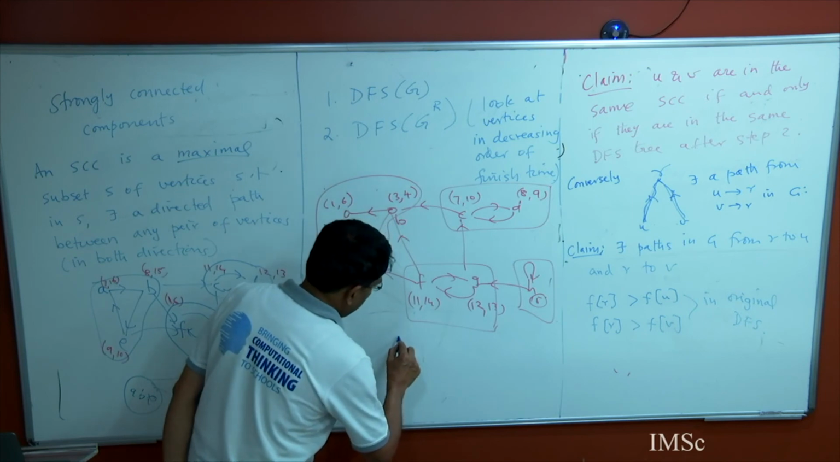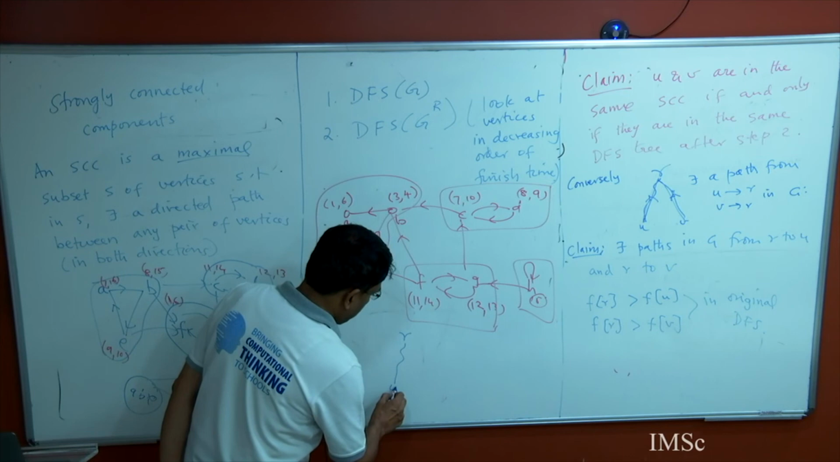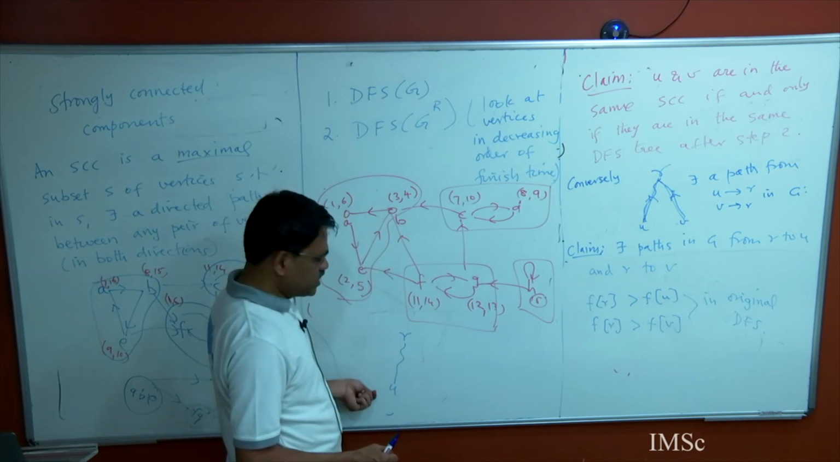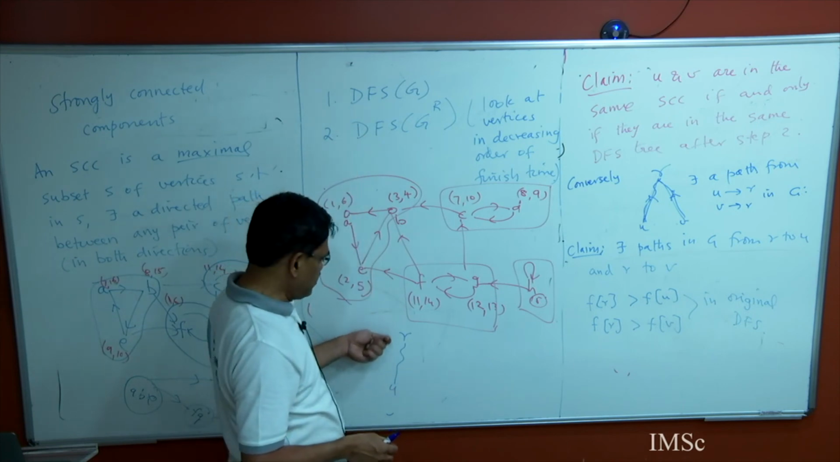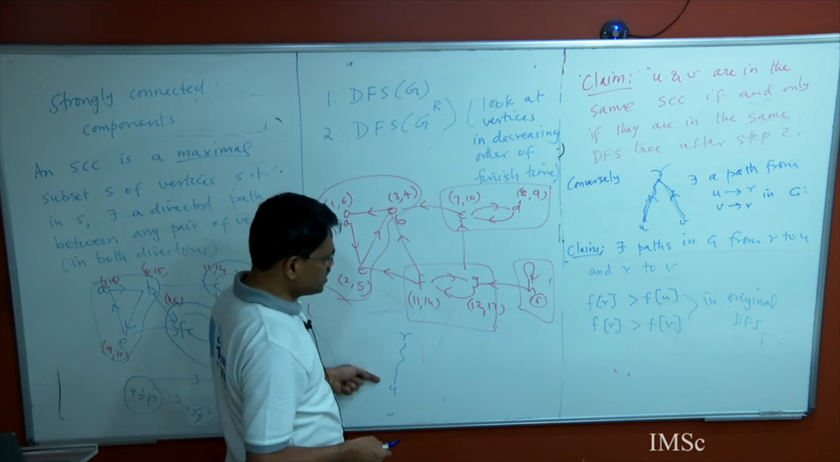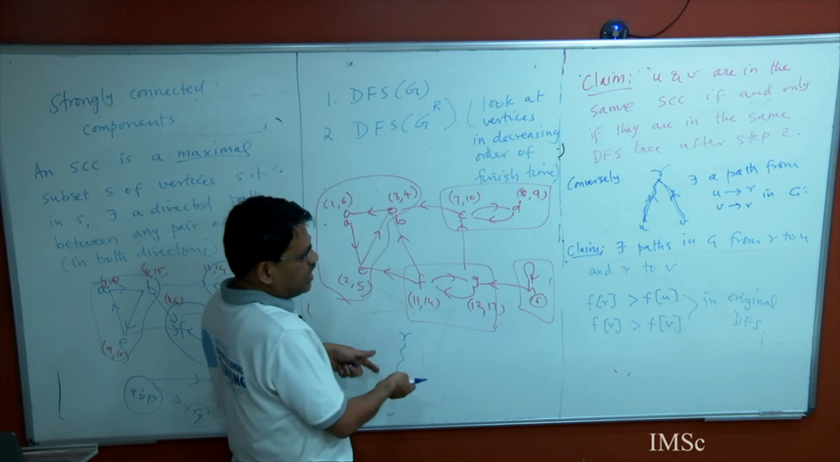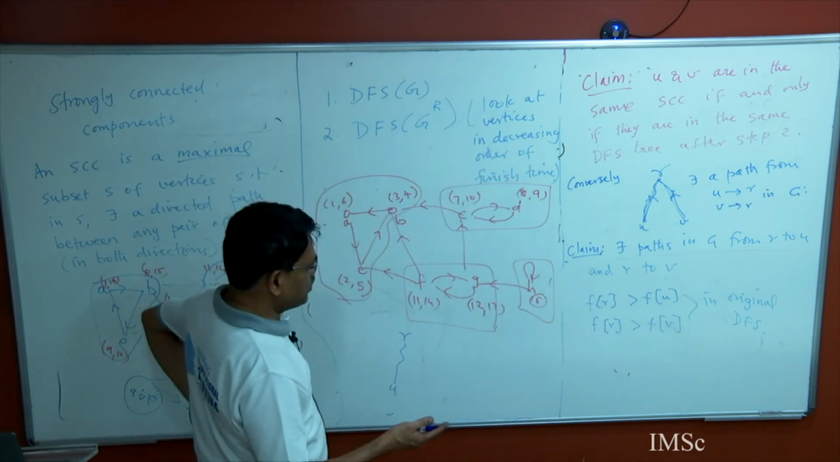There are two ways it can happen. When I was growing R, I got U, so that U finished first. So U was a descendant of R in one of the original DFS trees. So U finished first and then finished R, which means that there is an R to U path. Okay, this is one possibility. If this is there, I am done. The same argument will work for V. What is the other possibility?